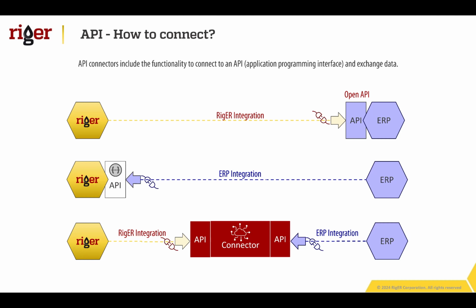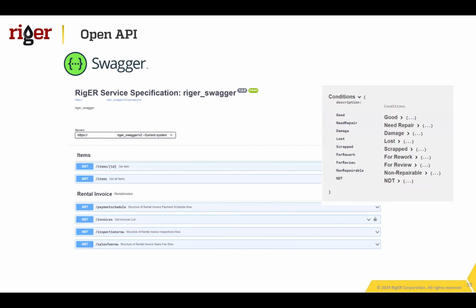And there is a more advanced and more complex way, when we use a kind of middle connector. What we see is that this is mostly for big organizations with multiple different systems, maybe several ERPs working together. In this case, they use this connector, and the connector just becomes a hub for information and data exchange and data flow. In this case, we have RigER integration to this API and ERP integrations to this API, and the magic happens inside that connector. But we're talking about the RigER Open API.